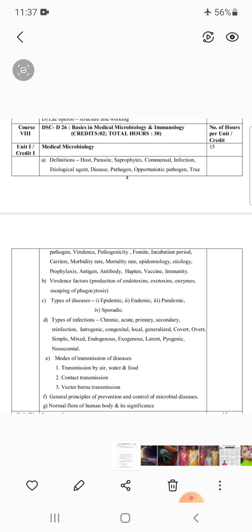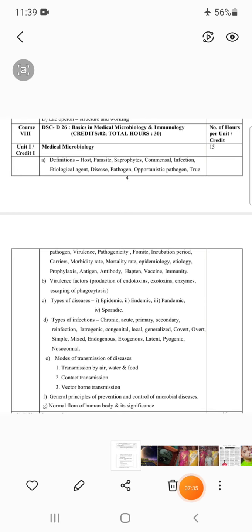Next definition is epidemiology. Epidemiology is nothing but a branch of medicine which deals with the distribution and possible control of any disease, is known as epidemiology. Next one is etiology. Etiology is nothing but a cause or a set of causes of disease, is known as etiology.